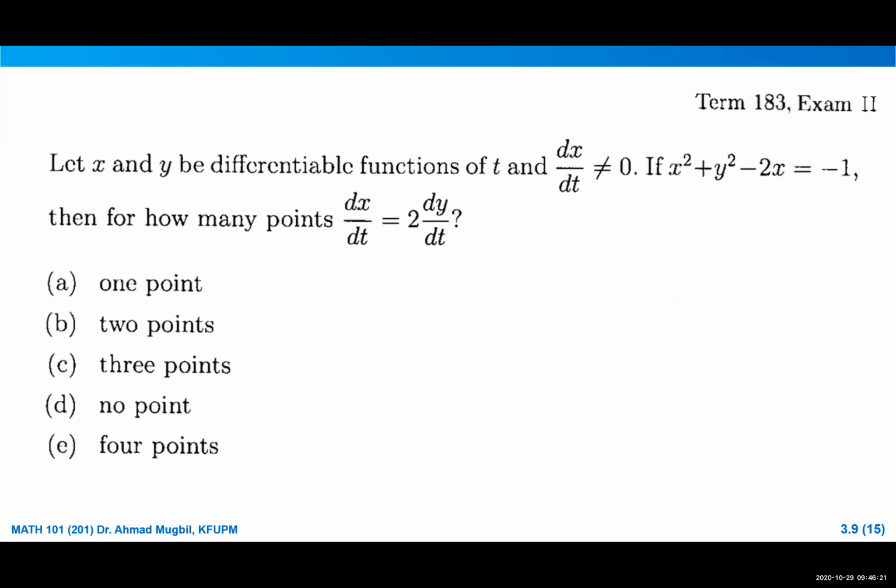Okay, let x and y be differentiable functions of t, like the ones we did before. They are a rate of change with respect to time, and dx dt is not 0. If x squared plus y squared minus 2x equals -1, then for how many points does dx dt equal 2 dy dt? What is the plan of the solution, guys? What do you think?